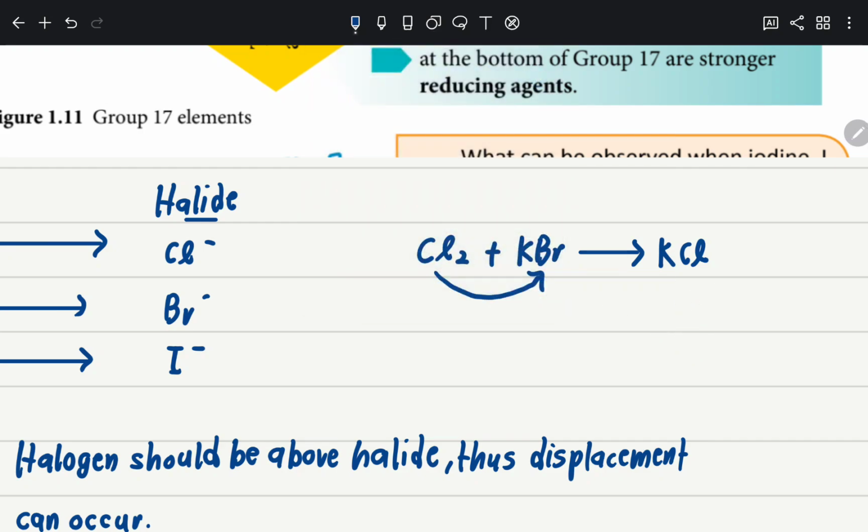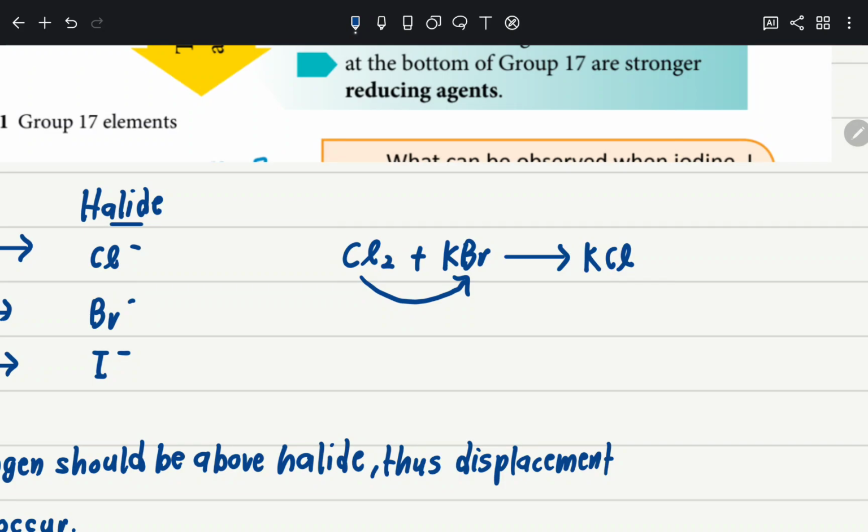Then what happened to the Br that I kicked? I kicked it from the halide, right? So it becomes a halogen back, Br2. This is the reaction. Understand? This is one example. Example 1 for you.